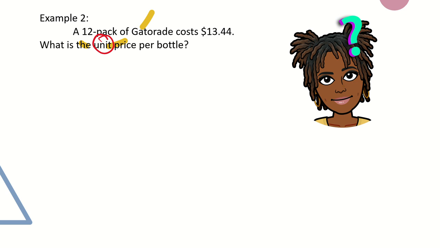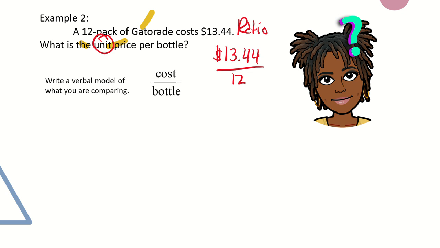So $13.44 and a pack of 12. This would be my ratio. Now remember, my rate is the same thing as a ratio, but it's letting me know in units what we are comparing. We're comparing, of course, cash or money to how many bottles, or the cost of bottles.